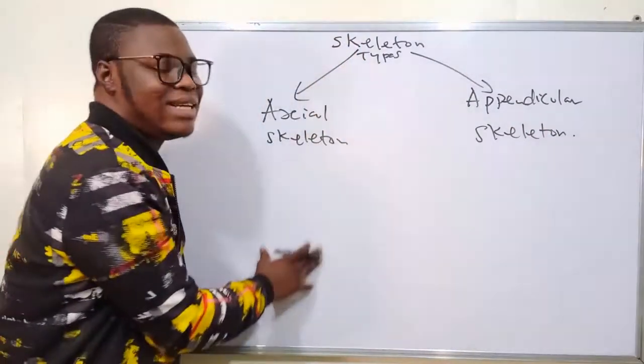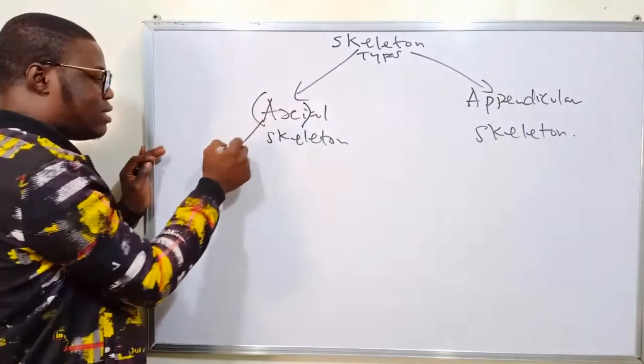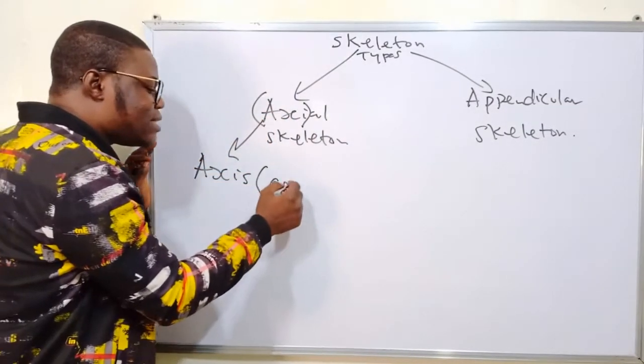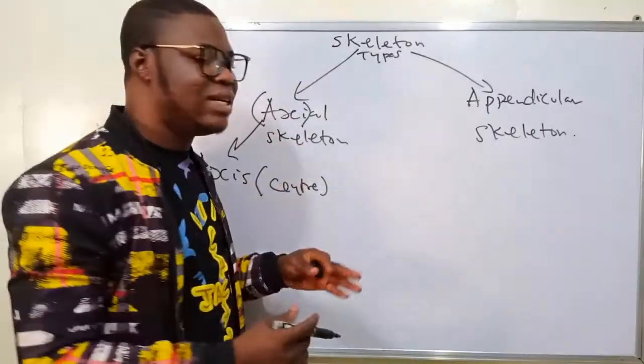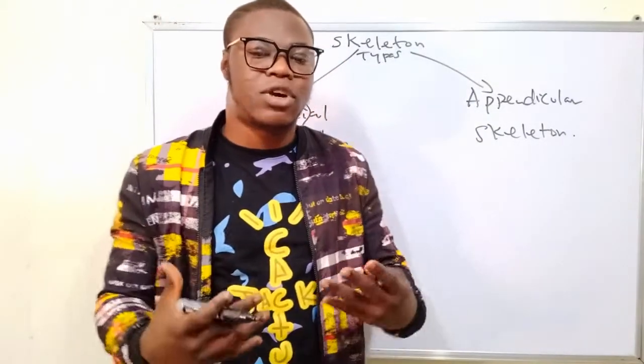Now, this axial skeleton is from the word axis. Axis means the center of something. So the axial skeleton makes up what? The center of the body.